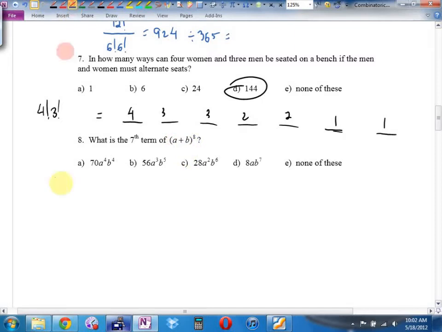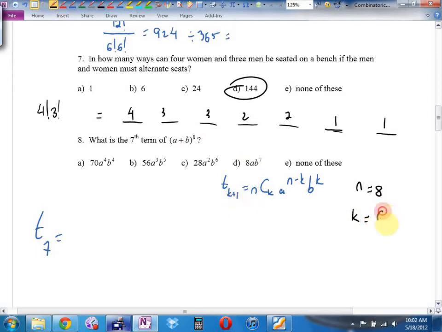Anyways, if they want the 7th term, this looks like a job for t_(k+1) equals n choose k, a to the n minus k, b to the k. It's right on your formula sheet. I want term 7. What's n? N is your exponent, 8. If I want term 7, what do I want k to be, Holly?